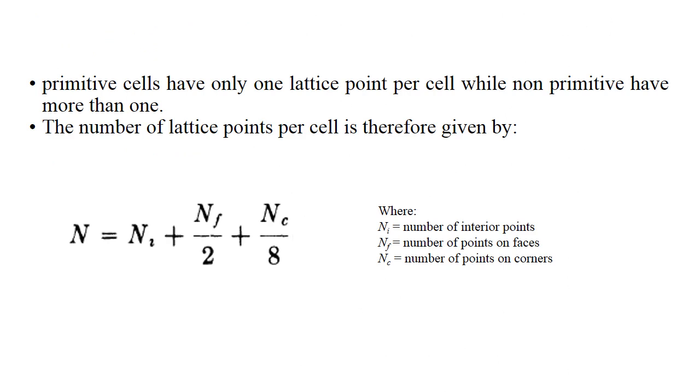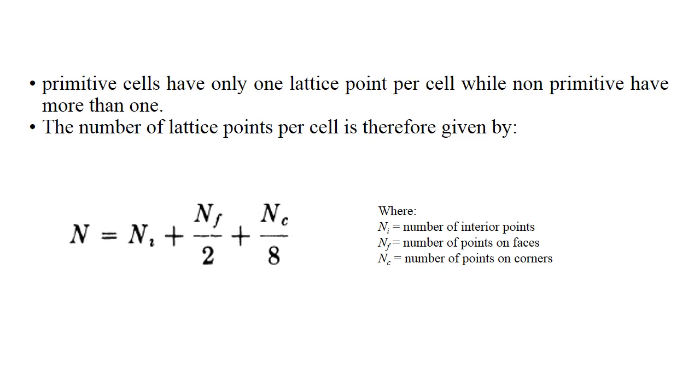Here is the formula to determine the lattice points in a unit cell. We must first distinguish between simple or primitive cells, the cells having symbol P or R, and non-primitive cells, any other symbol. Primitive cells have only one lattice point per cell, while the non-primitive have more than one.